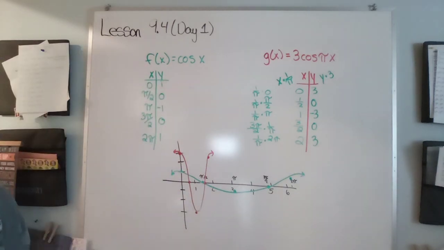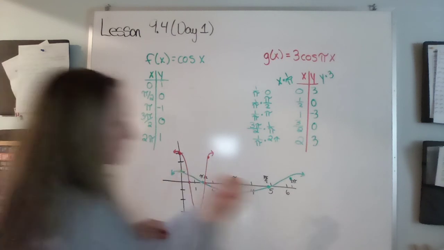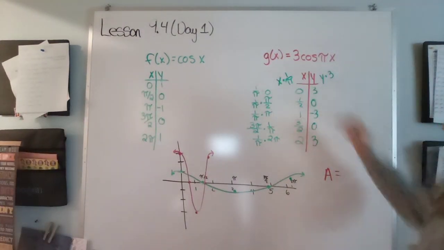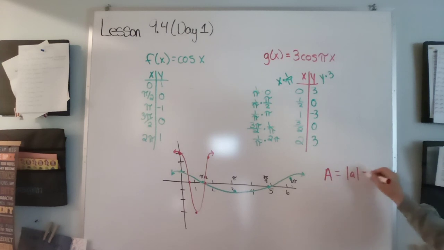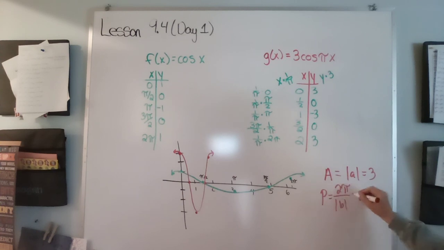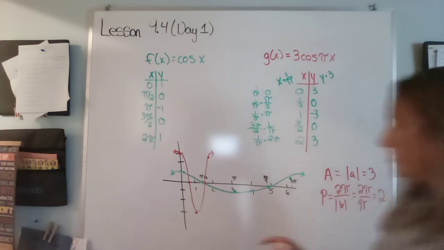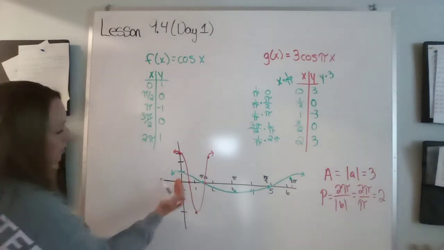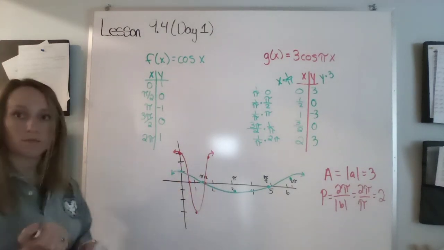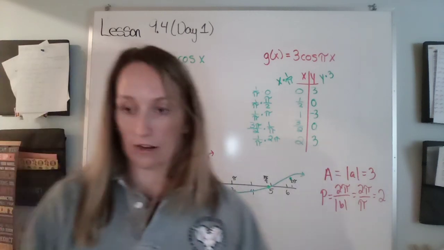Oh, the period and the amplitude. We didn't talk about that, and then we'll be done. So the amplitude is the absolute value of A, so the amplitude is 3. And the period is 2 pi divided by the absolute value of B. So it's 2 pi over pi, which is just 2. You can see that the horizontal distance that the red graph goes is from 0 to 2. And that is it for that graphing lesson.